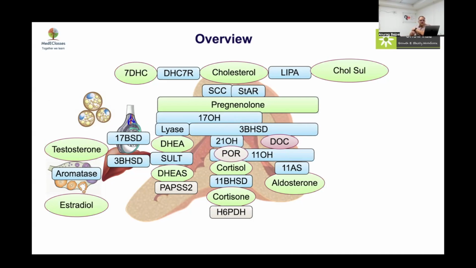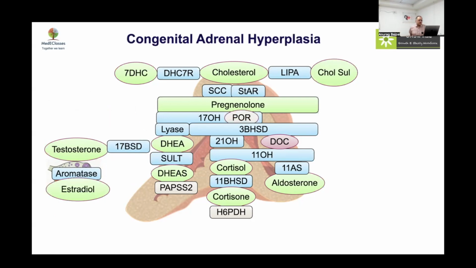If you have an issue in terms of POR, you will of course have an effect in both 17-hydroxylase, which is going to cause XY DSD with hypertension, 21-hydroxylase, which is going to cause XX DSD with hypotension, and aromatase, which is going to cause XX DSD. So POR defect will cause mild salt wasting with XX or XY DSD in that perspective.